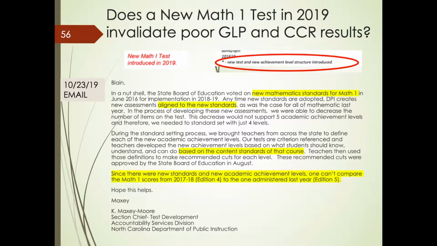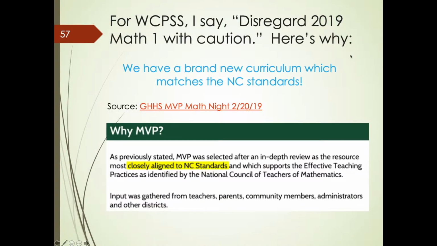So does that mean that all the data that I just spent all this time trying to understand and learn and figure out is now invalid and it doesn't mean anything? I'm not so sure I buy that completely. And here's why. I say we should be very careful in disregarding the 2019 Math 1 scores. The reason for that is that we have a brand new curriculum which matches the North Carolina standards. That point has been made abundantly clear time after time.